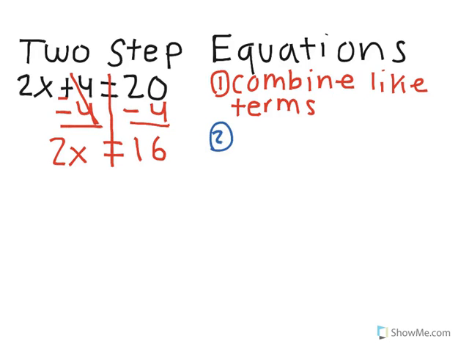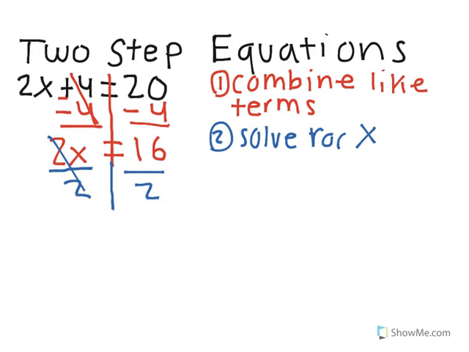Our second step is to just solve for x, get it on its own. And because 2x is multiplying 2 and x, we do the opposite, so divide both sides of the equation by 2. 16 divided by 2 is 8, so our answer is x equals 8.